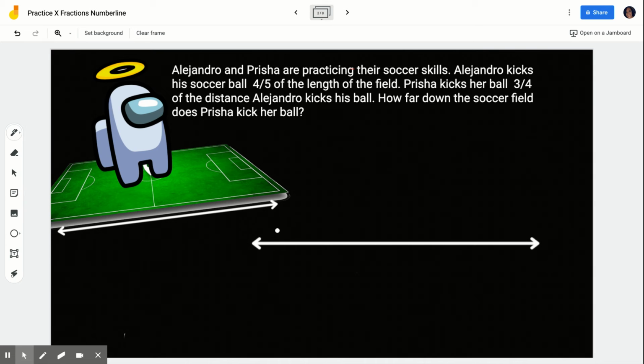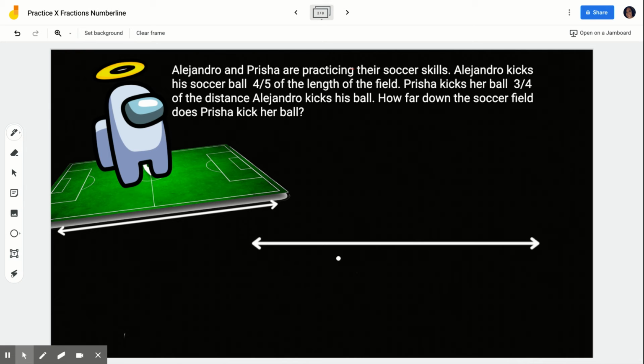Okay, let's take a look at this second example, Alejandro and Prisha. I know that you've seen this problem before. Today we're going to use it for number lines. Alejandro and Prisha are practicing their soccer skills. Alejandro kicks his soccer ball 4/5 of the length of the field. Prisha kicks her ball 3/4 of the distance that Alejandro kicks his ball. How far down the soccer field does Prisha kick her ball?